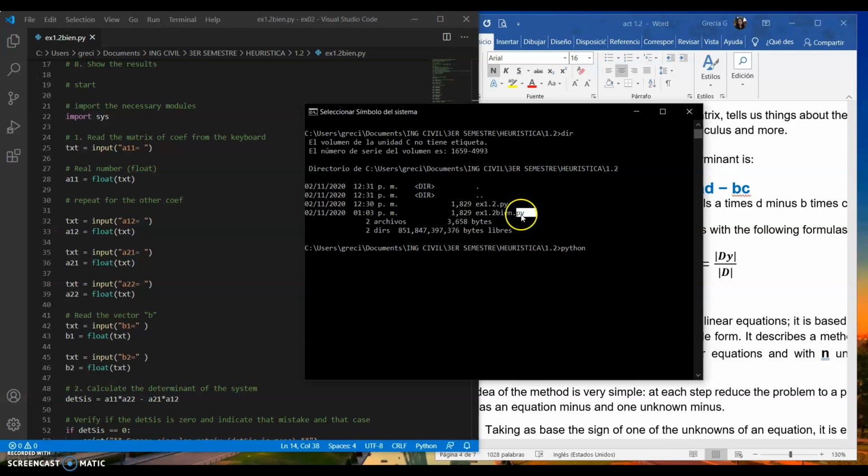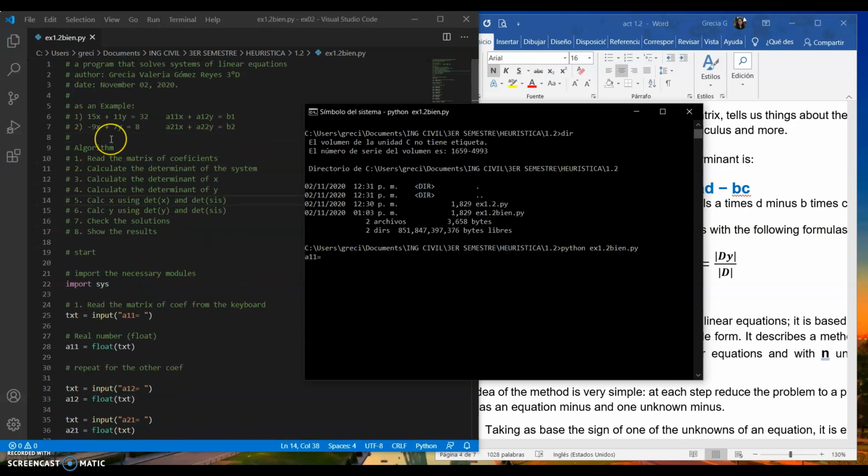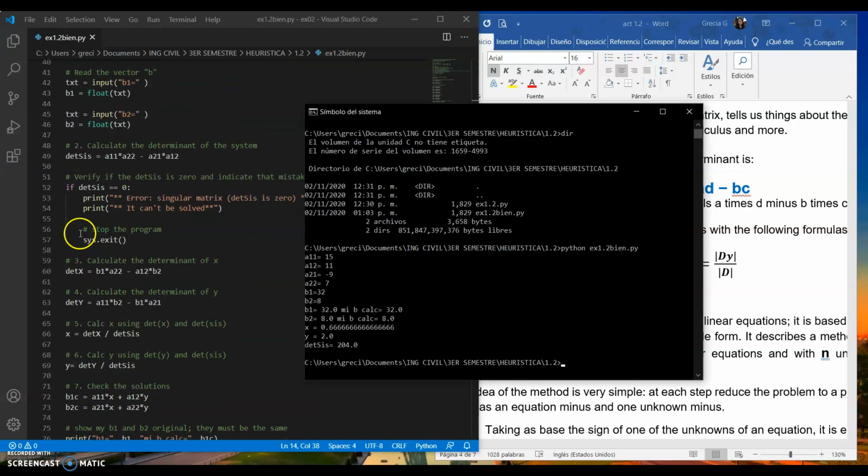So in this case, I will write Python and copy the name of the file. Let me write a space. Now for A11 we will write 15. For A12 we will write 11. For A21 we will write minus 9. For A22 we will write 7. For B1 we will write 32, and for B2, 8. So here I have all of my system.